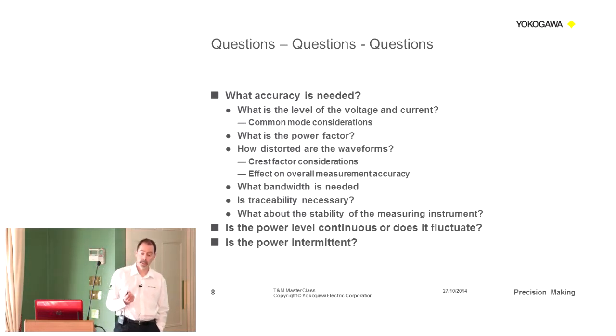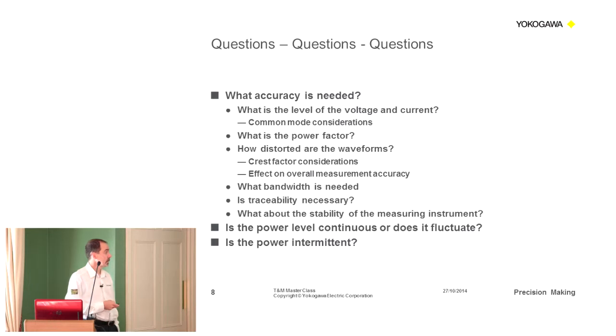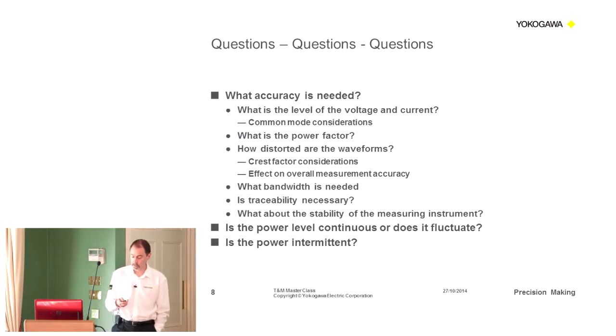We're basically talking now about precision, and precision in many ways is not only to do with what the resolution of my measurement is, but how repeatable is it? Am I able to take a measurement one day and it's going to give me a similar reading the following day or the next year or in 2 years' time? I've already talked about the power level. Is it continuous or does it fluctuate, or is it intermittent?